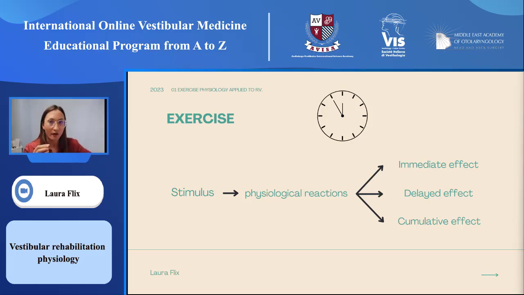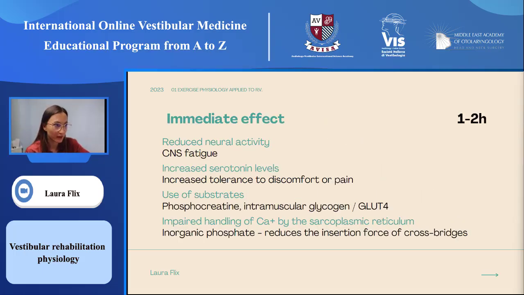So we're gonna just have the main points of the typical things that will always happen, but of course it will depend on a lot of different variables too, so it's very complex. We will have the highlights here. So we are gonna start with the immediate effect, the effects we will have during the hour, 2 hours during and post exercise, where we will have reduced neuronal activity as a symptom of the fatigue of the central nervous system. We will have increased serotonin levels, which will increase the tolerance to discomfort or pain of the patient. That's quite interesting. And we will of course use the substrates for this energy, like phosphocreatine, intramuscular glycogen, etc., or GLUT4 in the case that we don't have the energy in this muscle.